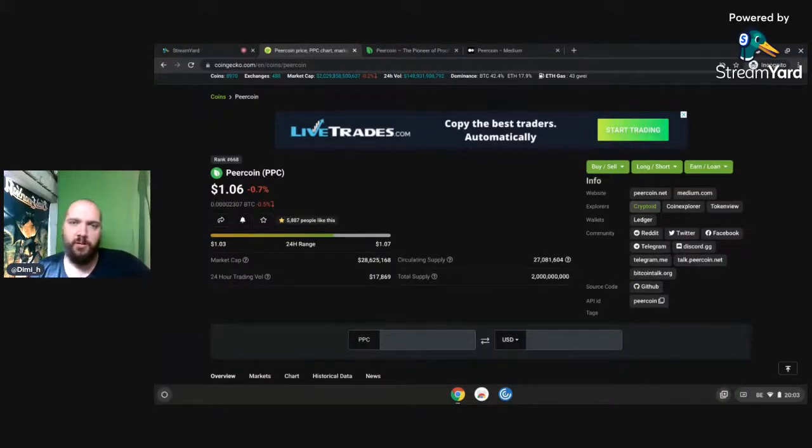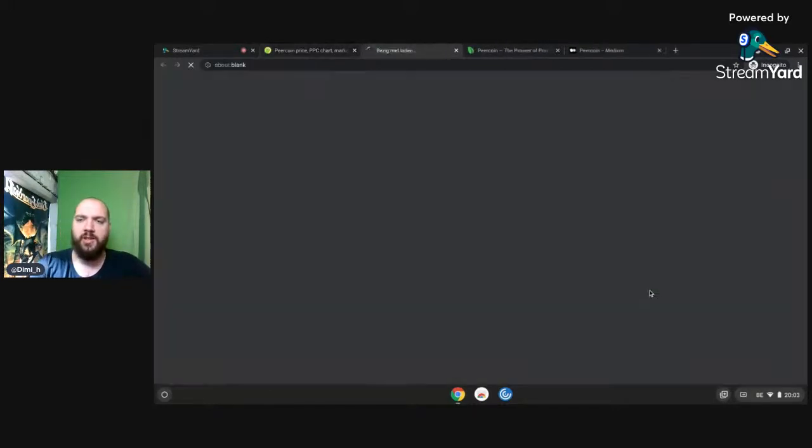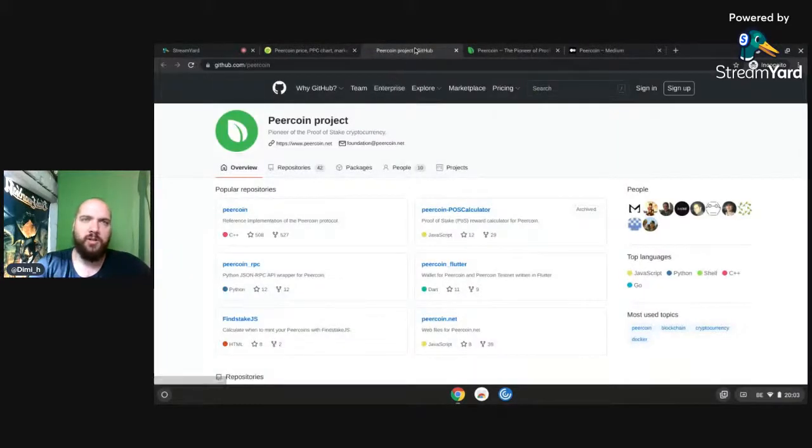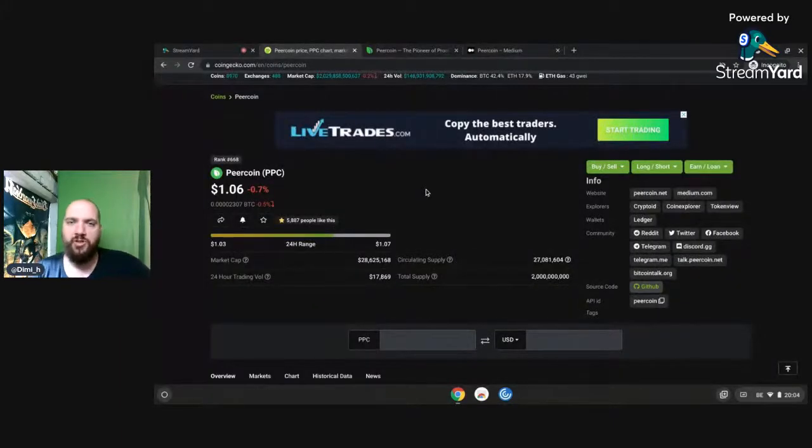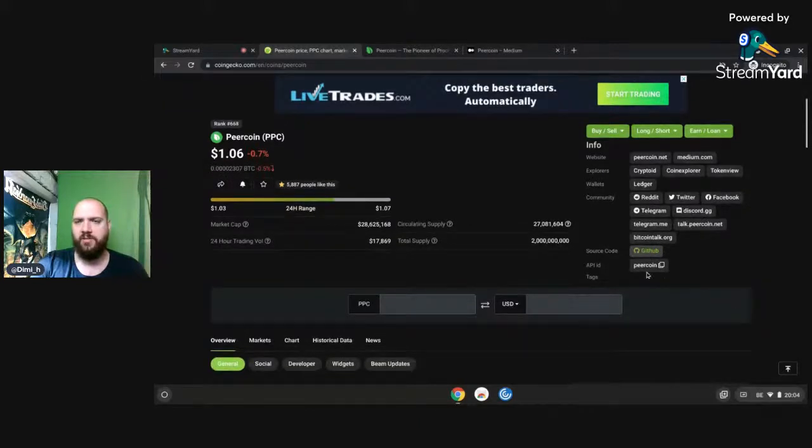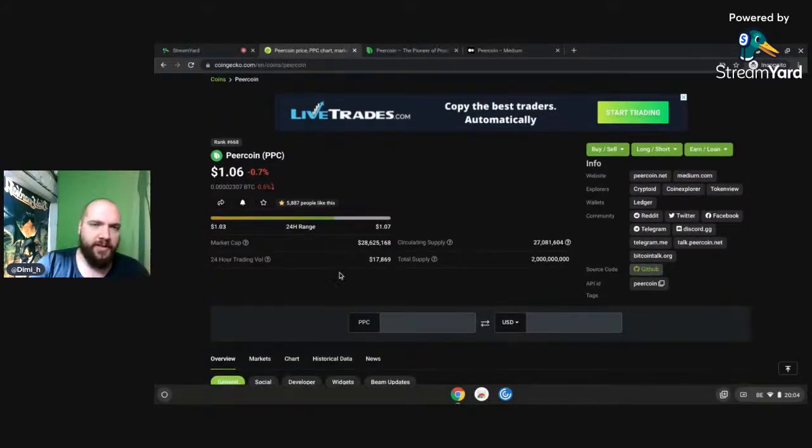Love seeing that one. Mostly scam projects do not have their source code listed on GitHub or not available. If their source code is not available, it generally implies it's either an empty box, so they are trying to sell you a name but no fundamentals, or it's still in full development. That's always the case, but in that case, it shouldn't be listed. So source code is available, which is nice. API identification, Peercoin.